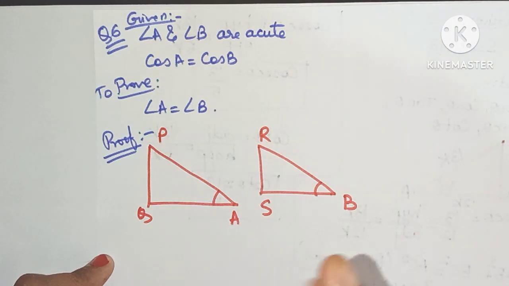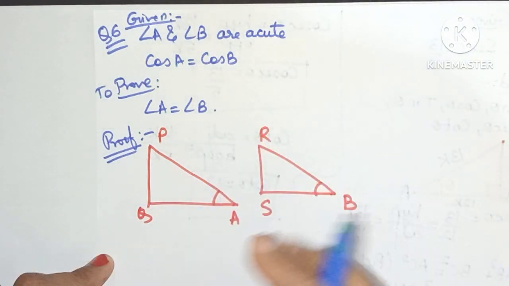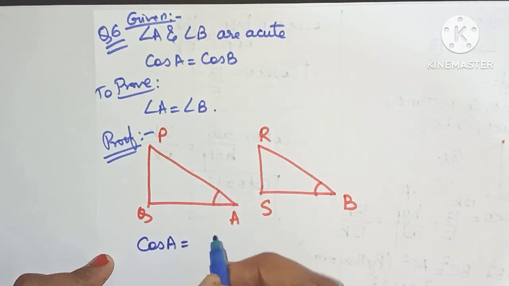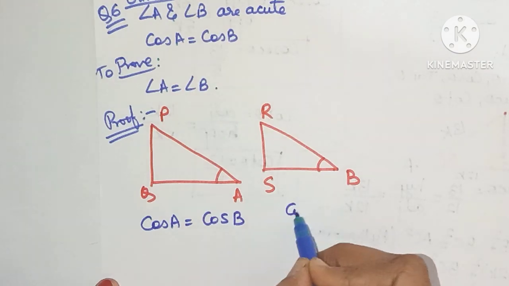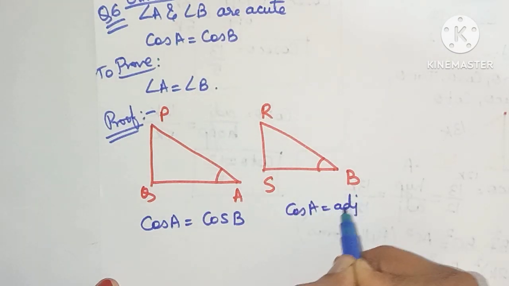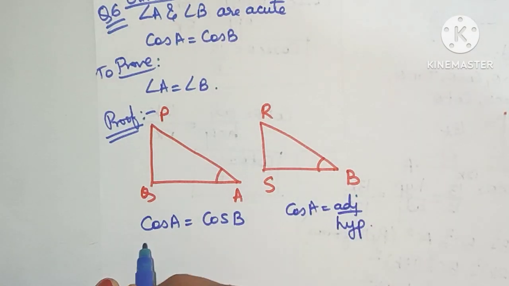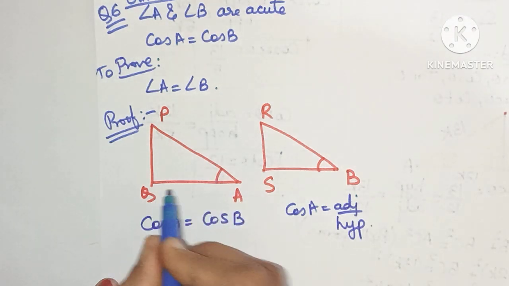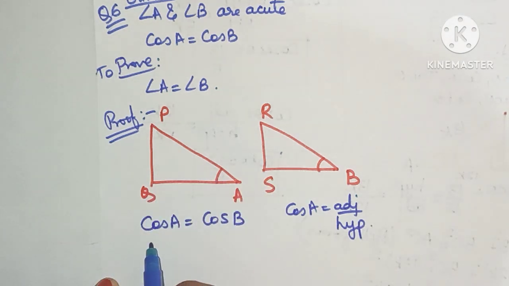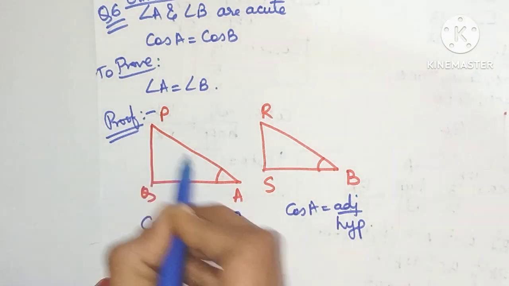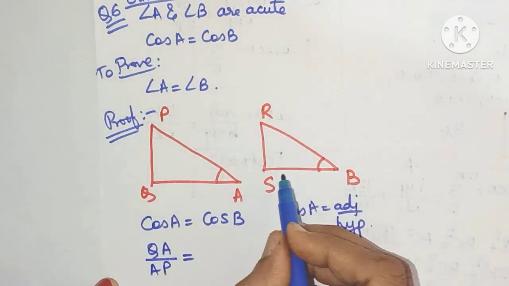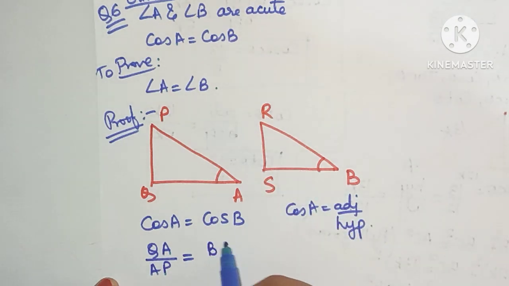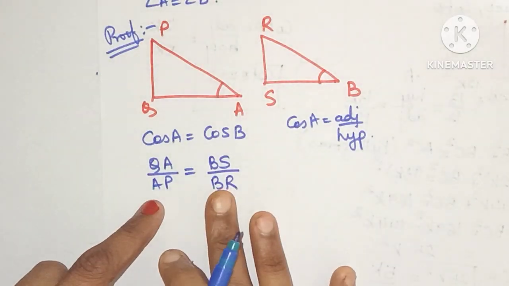Okay friends, so let's start with always what is given to us. So cos A is equal to cos B. So let's apply the definition of cos. What is cos? Yes, it is adjacent side upon hypotenuse. So for angle A, what is the adjacent side? Yes, it is going to be QA. The hypotenuse is AP, right? And for cos B, the adjacent side is BS and the hypotenuse is BR. Okay, so this is what it means.